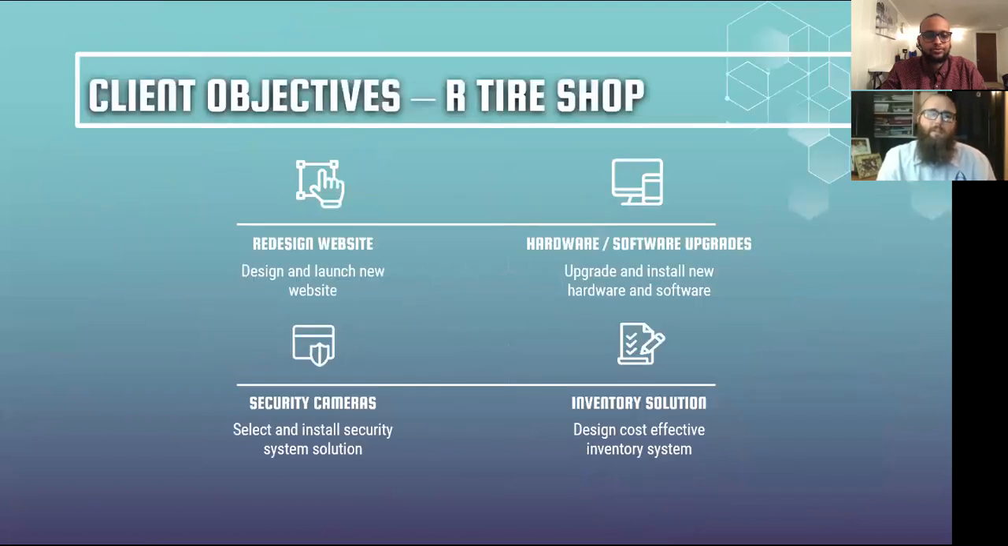For our client objectives, we have identified two clients, a tire shop and Kiss Law. They're both small businesses with different technological needs. For our tire shop, we're going to be redesigning their current website. We're going to design a new style of the website. It's going to be an informative website with company information and contact information as a priority.